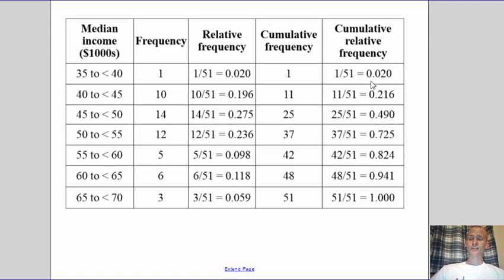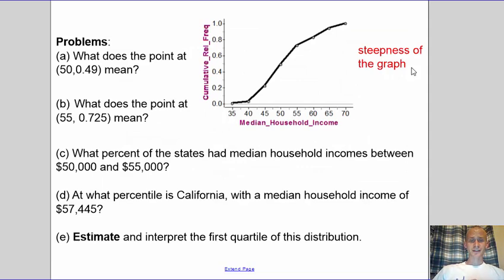So these are the cumulative relative frequencies. It's taking that cumulative frequency and again dividing by 51. So we take 1 out of 51, 11 out of 51, 25 out of 51. So that graph looks a little bit like this.